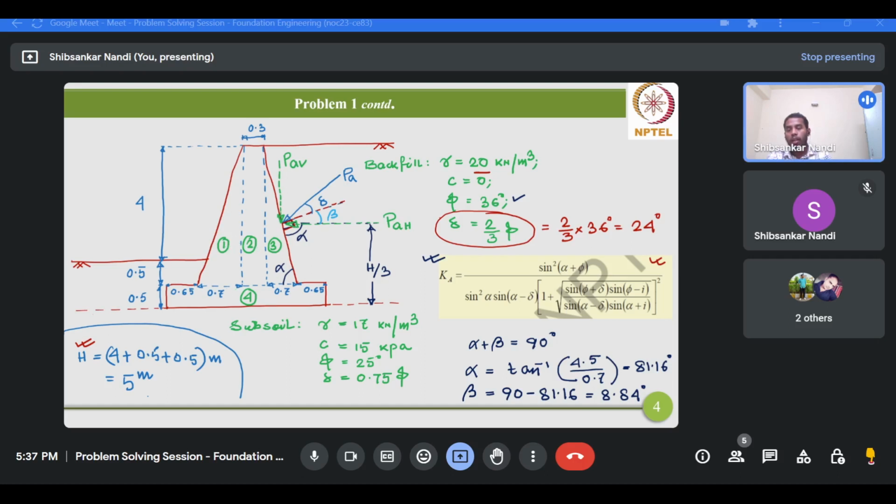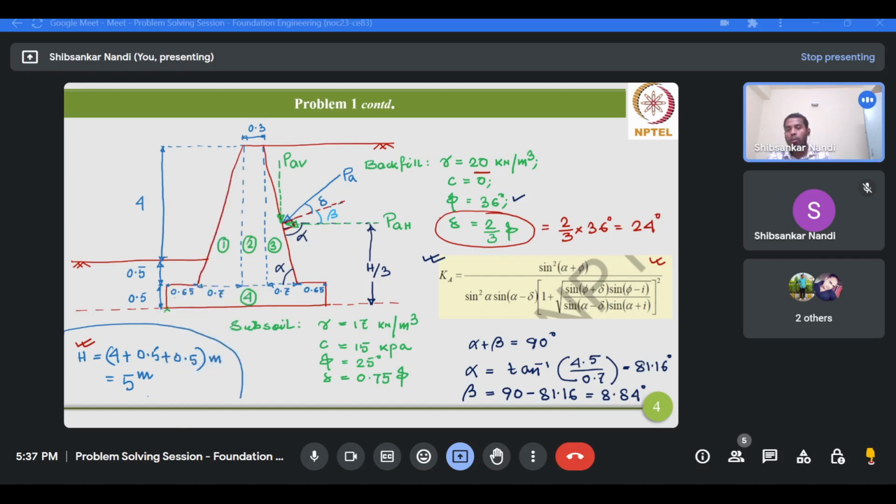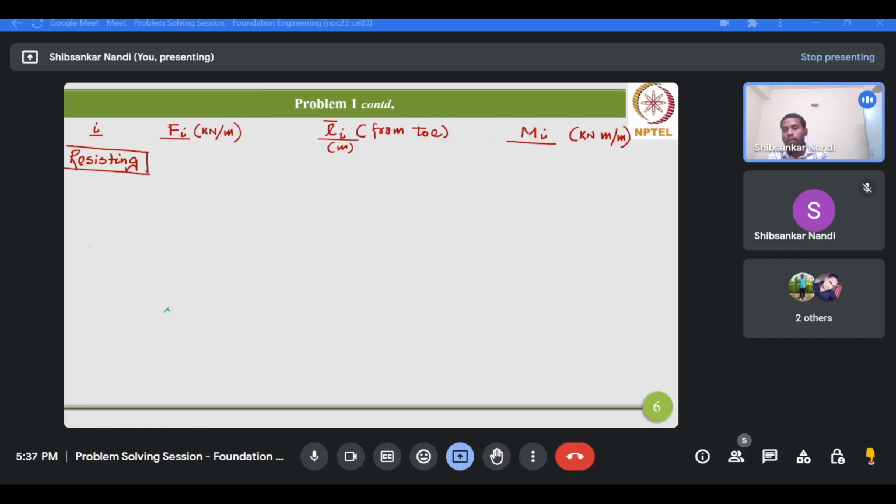Now we will try to calculate the area of all these components. The area of all these components will give you the force, and we will also calculate the CG of each component from the toe of the wall. So first, therefore, we'll calculate component 1.